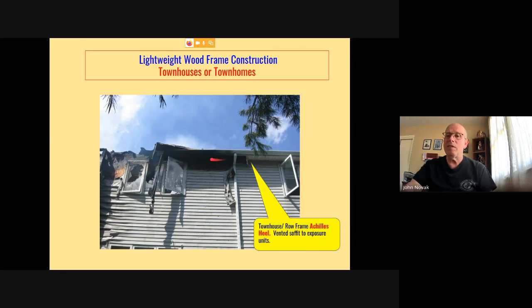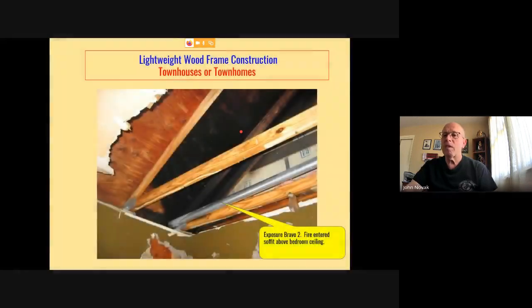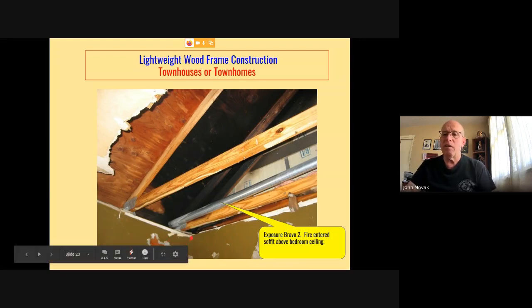The soffit is not rated. There's no fireproofing material in here. It's open for ventilation, and that's a spot where the flames started entering the units. So this is a picture from the exposure 3, where I had that engine company take a line up to the 3rd floor. So they started pulling the ceilings in the bedroom up here, and you can see the fire started entering through the soffit.